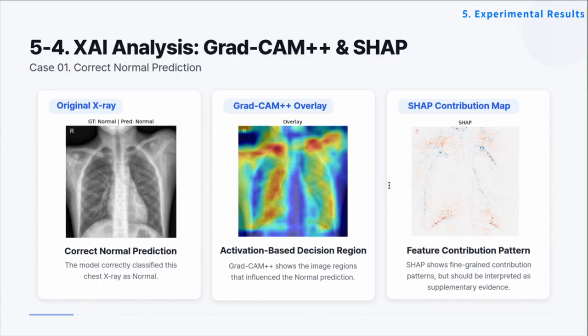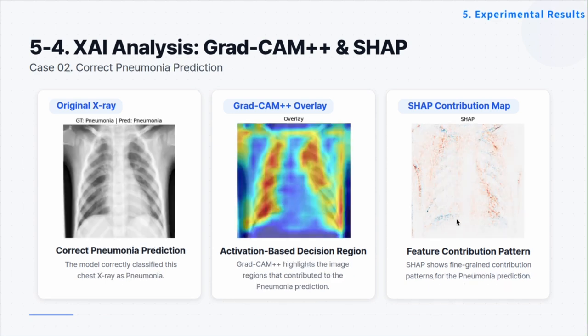This is a correctly classified normal sample. The Grad-CAM++ heat map mainly focuses on lung regions. In the SHAP result, blue regions contributed to the normal prediction. This suggests that the model correctly focused on meaningful normal lung features.